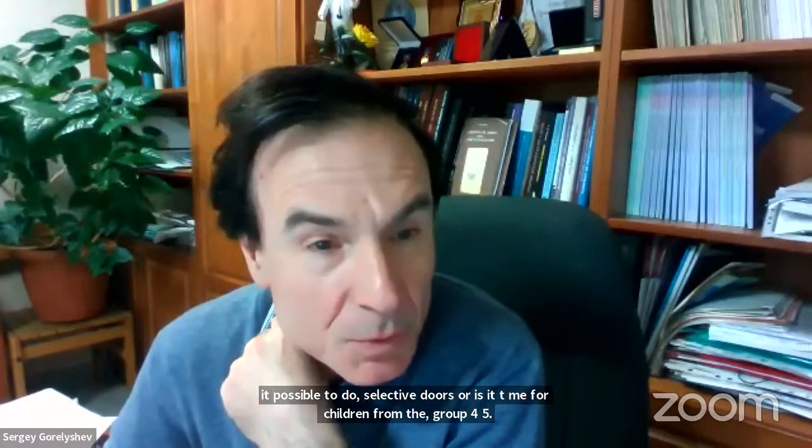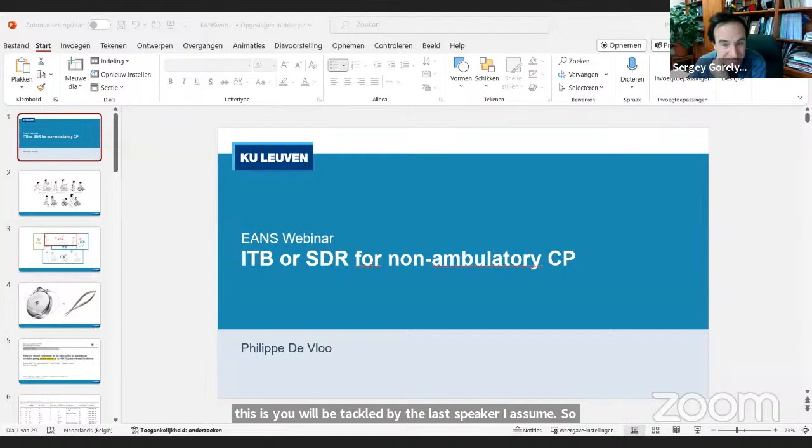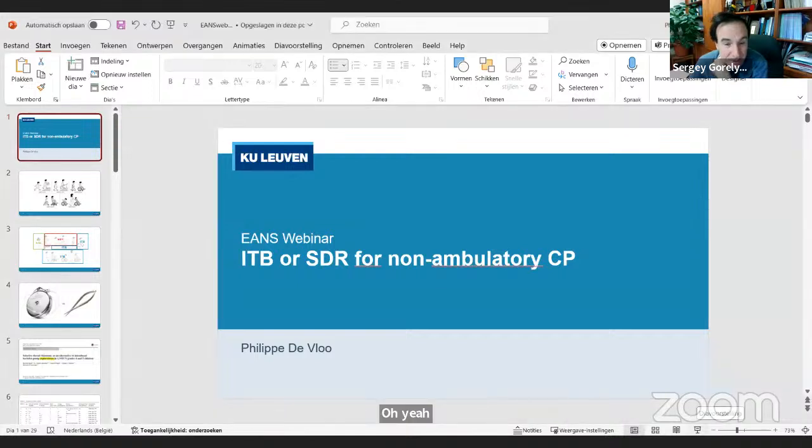Is it possible to do selective dorsal rhizotomy for children from the group 4-5? I think it is possible, yeah. But what will be the result? This issue will be tackled by the last speaker, I assume. So, oh yeah, we can go to the next speaker and then we can discuss the final question.